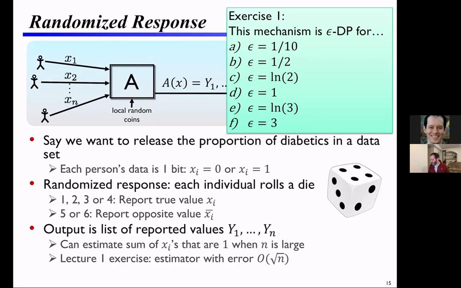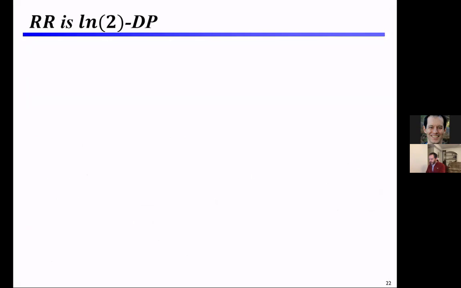It turns out that the algorithm satisfies the definition for epsilon equals the natural log of 2, which is less than 1, more than a half. So let's see why that is. This is the claim we want to prove, namely that randomized response satisfies differential privacy with epsilon equals the natural log of 2.